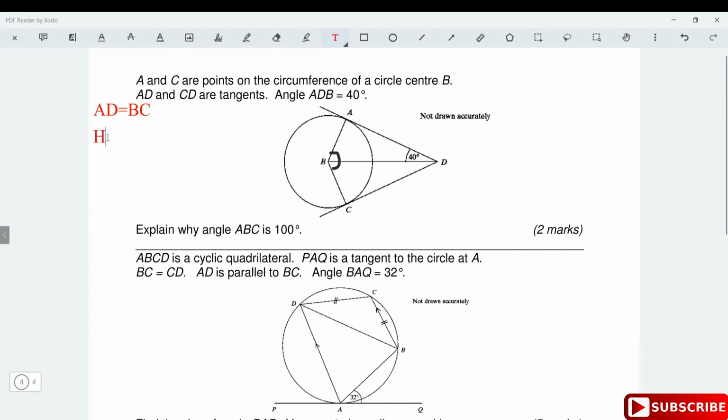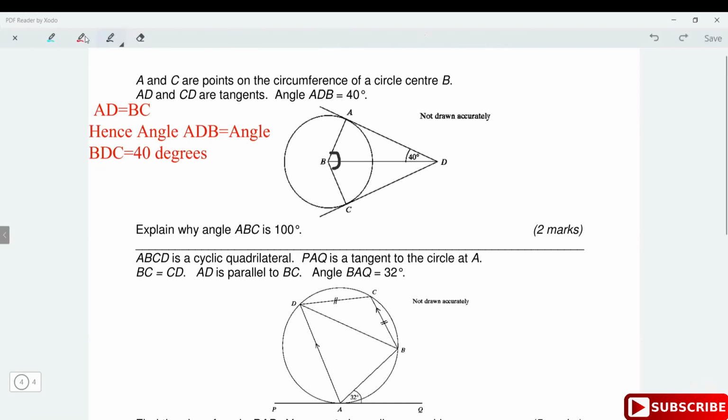length, hence we know that angle ADB is going to be equal to angle BDC. And both of them equal 40 degrees. All right, cool. So that means that we can put this on now and say this part right here is equal to 40 degrees.